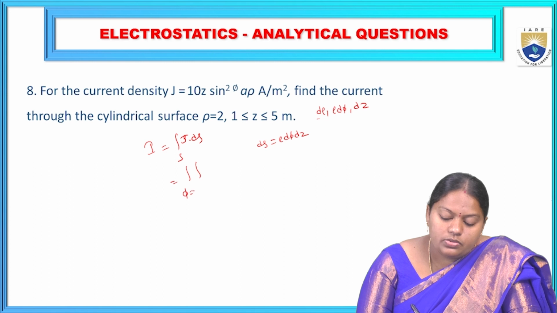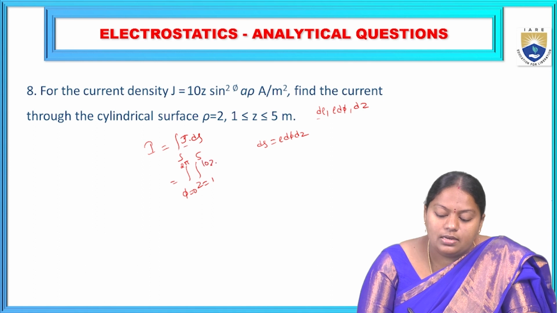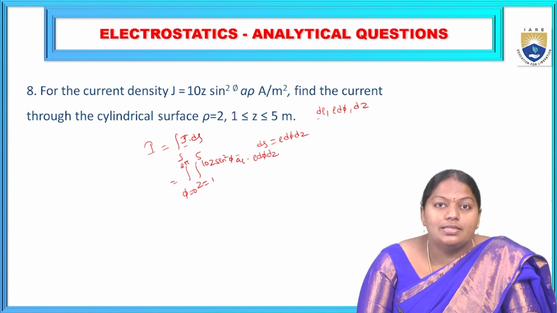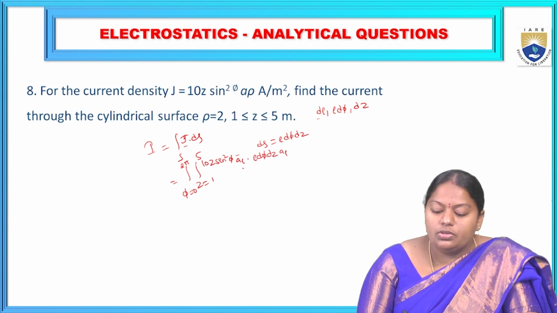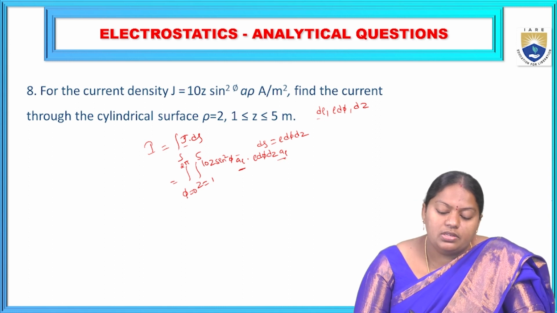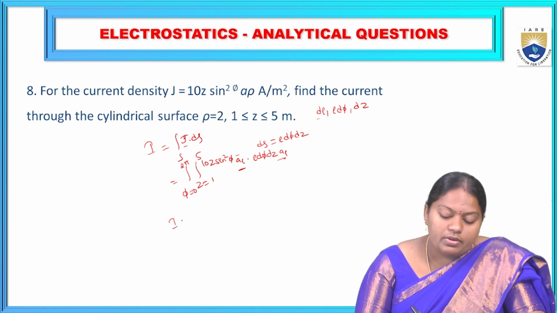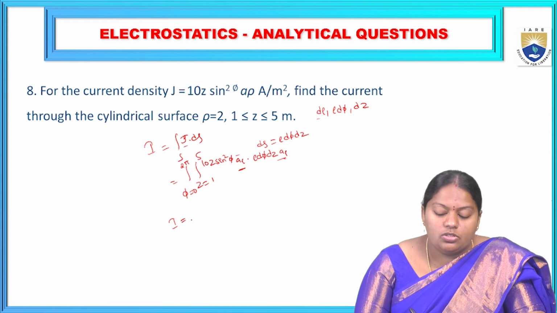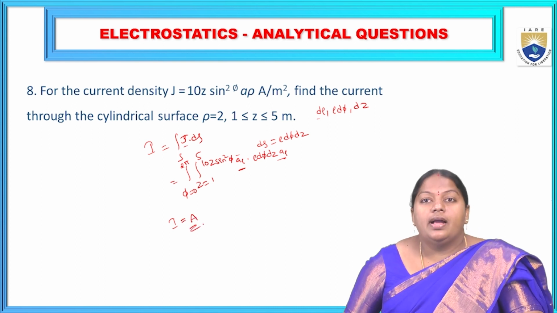Hence phi is equal to 0 to 2 pi and z is equal to 1 to pi, and substitute J by 10z sine square phi a_rho dot rho d phi dz a_rho. As we know that a_rho dot a_rho value is 1, then after simplification and substituting limits phi equal to 0 to 2 pi and z equal to 1 to pi, the current value is obtained, and it is to be measured in terms of amperes.